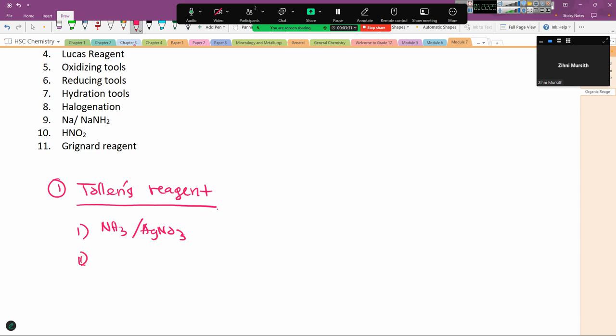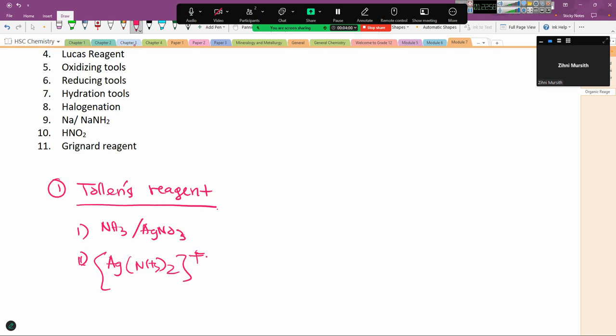This is going to be a complex solution, because when Ag plus reacts with ammonia, it will produce a complex. You studied this in inorganic chemistry. Because I didn't teach you inorganic chemistry. Last year, did you study inorganic chemistry? A little bit. Yeah, it will produce the complex Ag(NH3)2 plus, right?